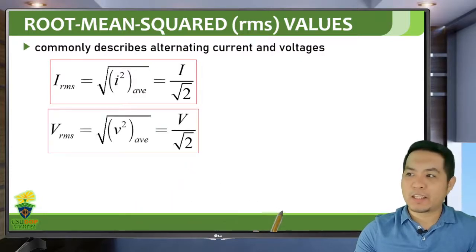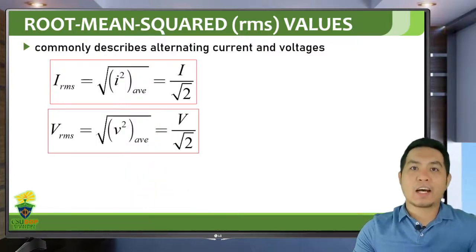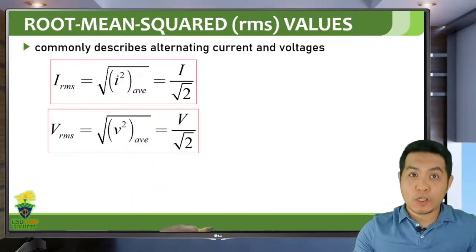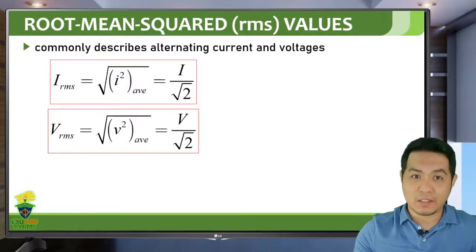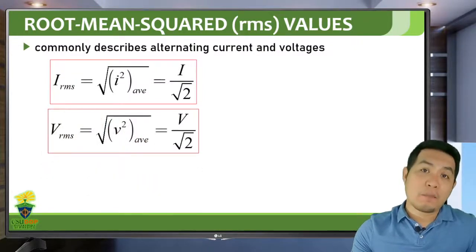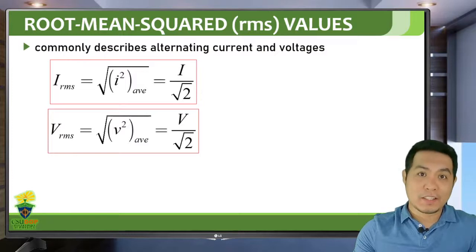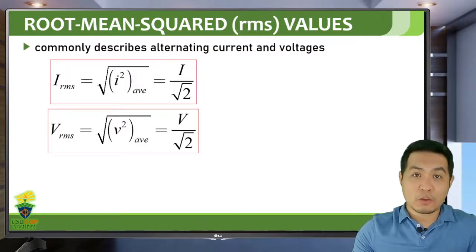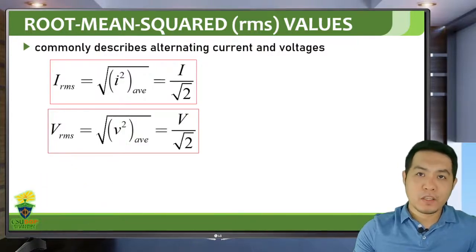Similarly, for voltage, you get this value. The values that you get when you measure alternating current and alternating voltages using any electrical instruments, such as a multi-tester, are actually RMS values. So in the Philippines, our voltage line is 220 volts, and that 220 volts is actually VRMS, a root mean squared voltage value.